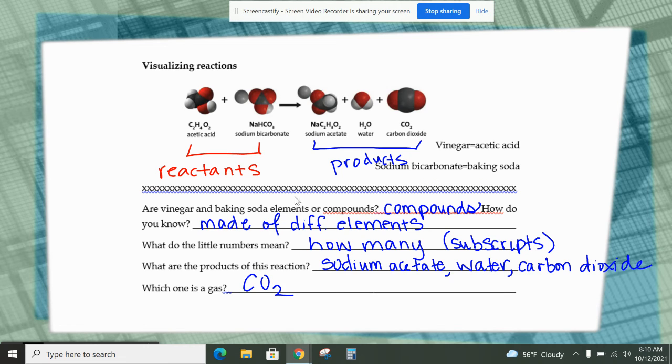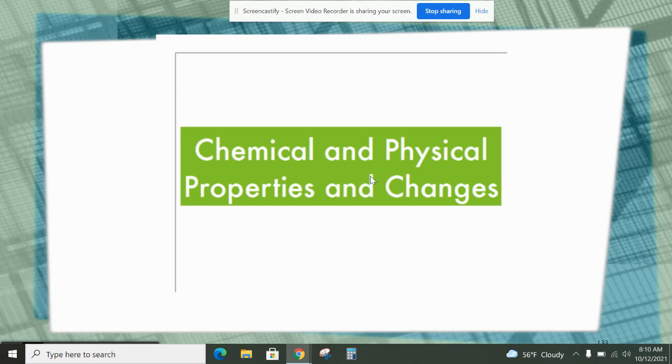So vinegar and baking soda are compounds, and we know that because we see different elements there that are combined to form molecules. The little numbers tell us how many. We call those little numbers subscripts. The products of the reaction, again, are on the right side of the arrow, sodium acetate, water, and carbon dioxide. And carbon dioxide is the one that is produced as a gas. Again, you'll need to be able to identify the reactants in reactions as well as products in reactions.